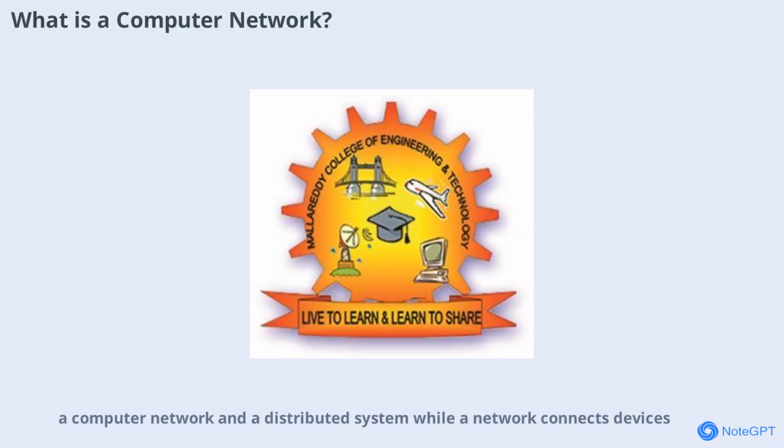It's important to note the difference between a computer network and a distributed system. While a network connects devices, a distributed system makes those devices work together as if they were a single system, often using special software called middleware. Understanding these basics sets the stage for exploring how networks are used in business, at home, and on the go.